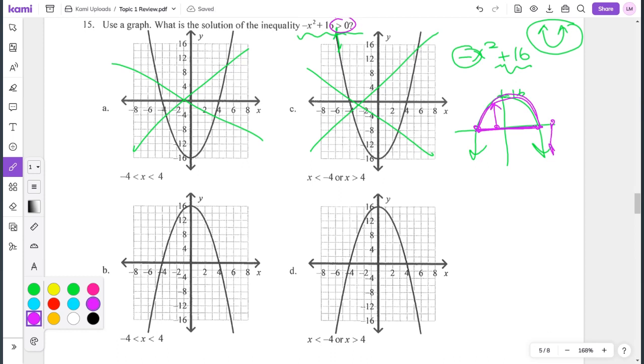So let's see what we've got. This one says x is between -4 and 4. This one says x is less than -4 or x is greater than 4. That would definitely put me below the x-axis. So I want between -4 and 4. So when I choose an x value, I get a positive y value. So B is my solution on that one.